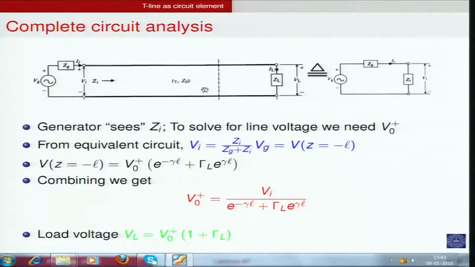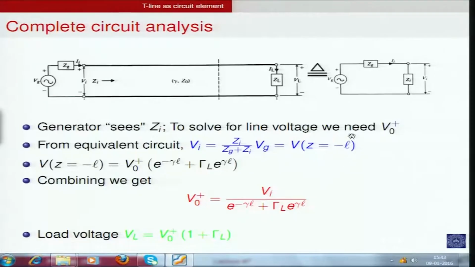What you don't know is V0 plus, which is the input incident voltage, or the incident voltage amplitude V0 plus. To calculate that, look at the equivalent circuit. The equivalent circuit will consist of a voltage divider with a generator and its impedance Zg seeing Zi. The voltage at the input terminals of the transmission line is nothing but Zi by (Zg plus Zi) into Vg, but this voltage must also be the line voltage evaluated at z equal to minus L.